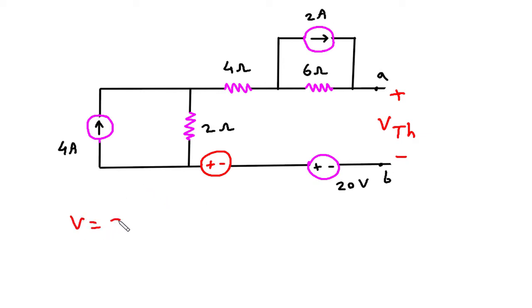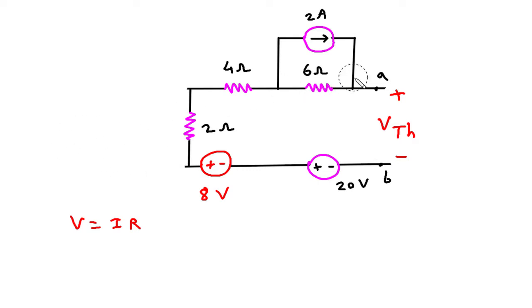Now V is equal to I into R. I is 4 and R is 2. So 4 into 2 is 8 volt. Now next, we will convert this current source into its equivalent voltage source. So here this will be a voltage source. This will be positive and this will be negative. Again 2 into 6 is 12 volt.